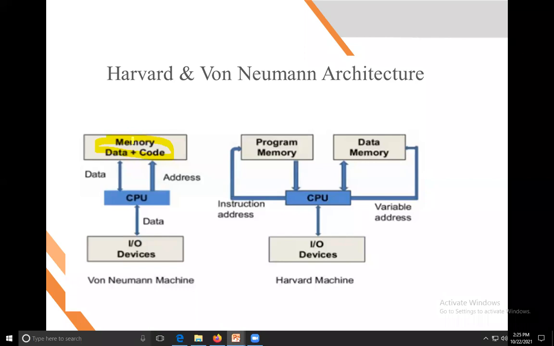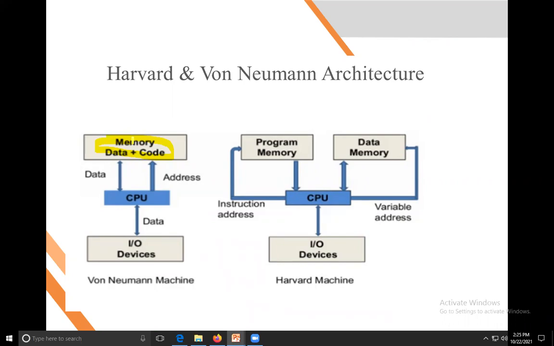But in your Harvard structure, data memory is different and program memory is different. It means in the cupboard, you make shelves. First year books on the upper rack, second year books on the second rack, and third year books on the last rack. So if you want any book from the first year, you can go directly to the first rack of the cupboard and fetch the book.